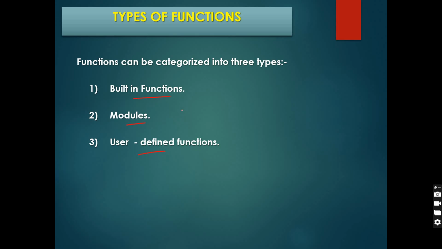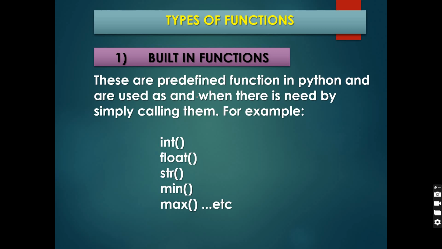So what are built-in functions? They are already available in Python. We don't have to define these. What are modules? A group of functions that are located in some particular file. User-defined functions are where the user defines his own functions. So these are the predefined functions in Python and are used as and when there is a need, simply by calling them. So whenever you want, you can call these functions. Whenever you call a particular function, automatically these are available. You don't need to define them, and use them as they are.